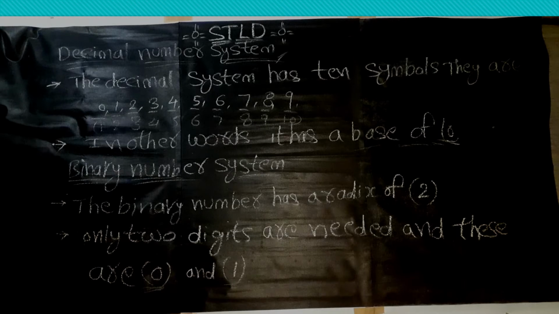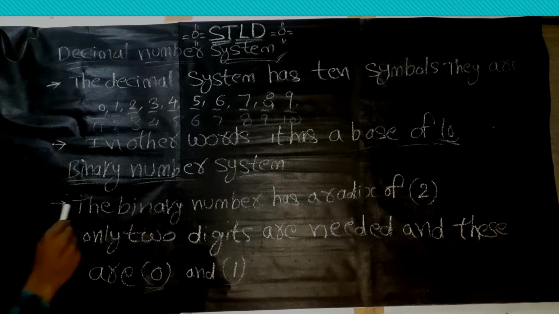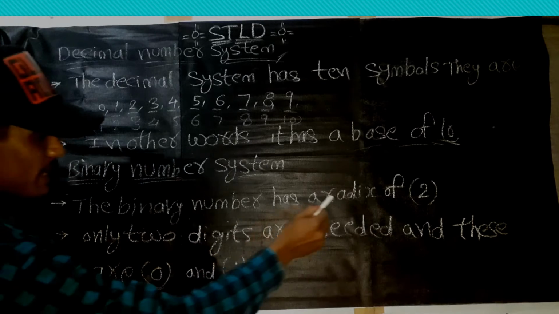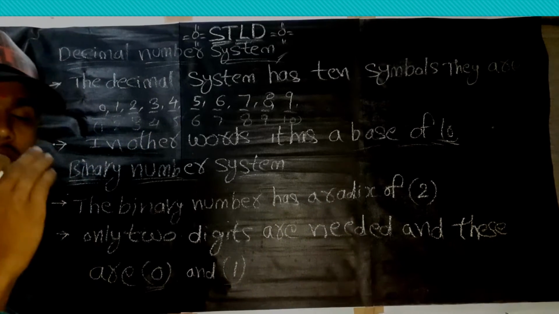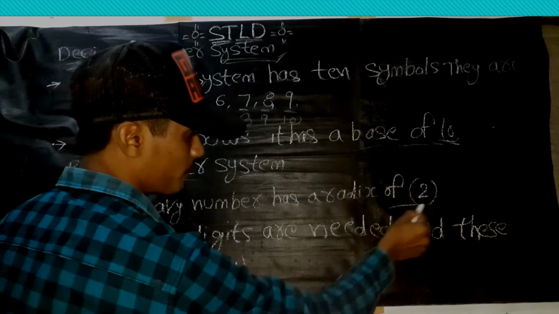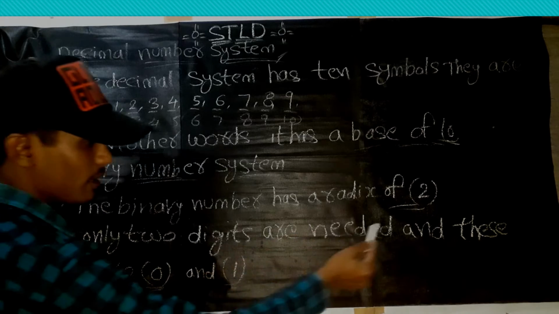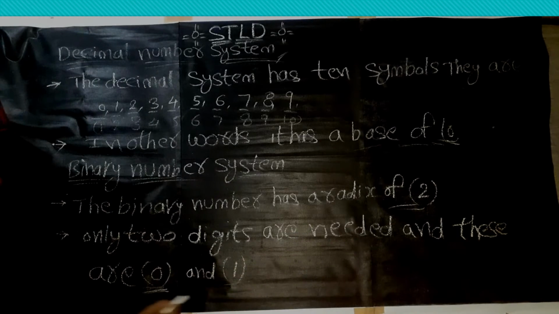The next number system is the binary number system. The binary number system has a radix of 2 because there are 2 digits, 0 and 1. That's why the radix is 2. Only 2 digits are needed, and these, 0 and 1, make up the binary number system.